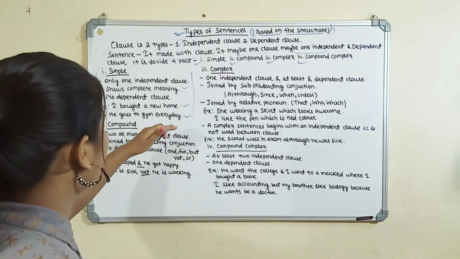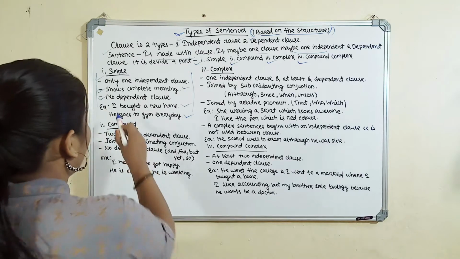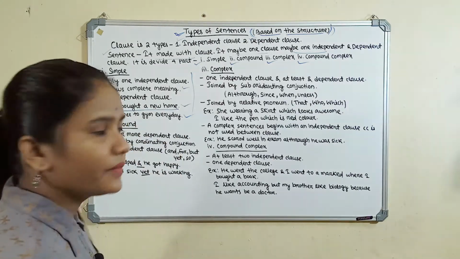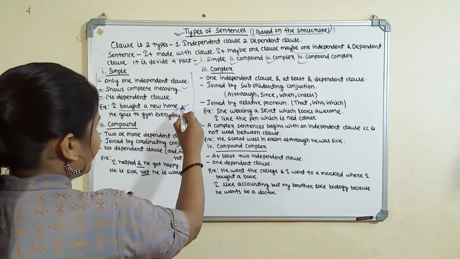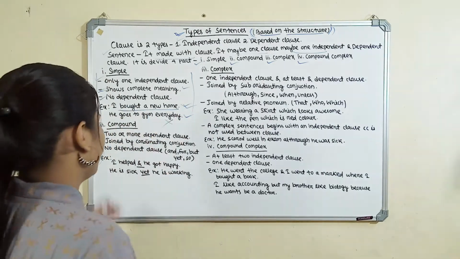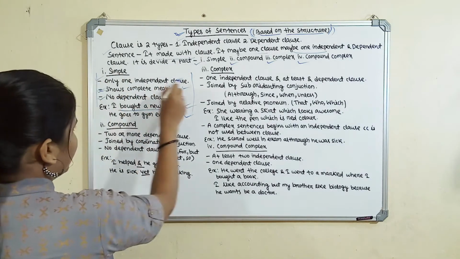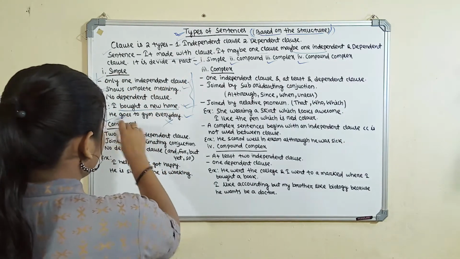A simple sentence has only one independent clause here. Second, it shows complete meaning. Third, there is no dependent clause. So it satisfies the 3 criteria, and it is called a simple sentence.